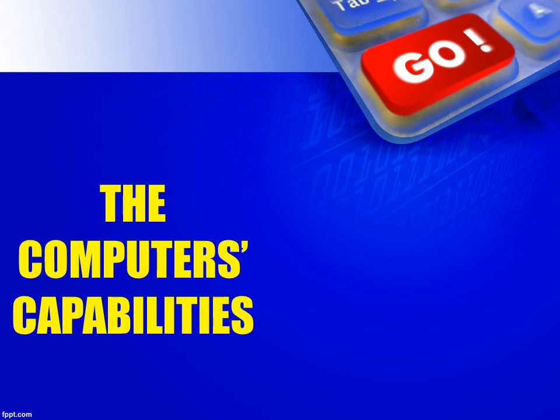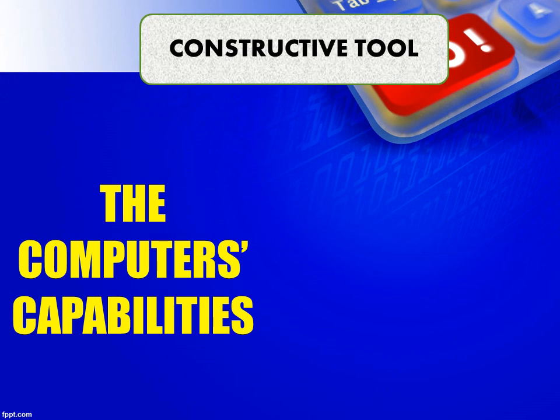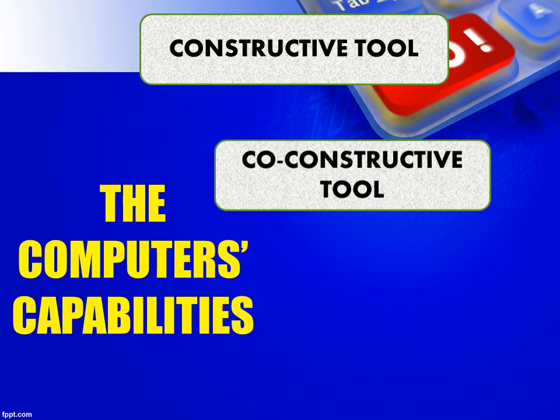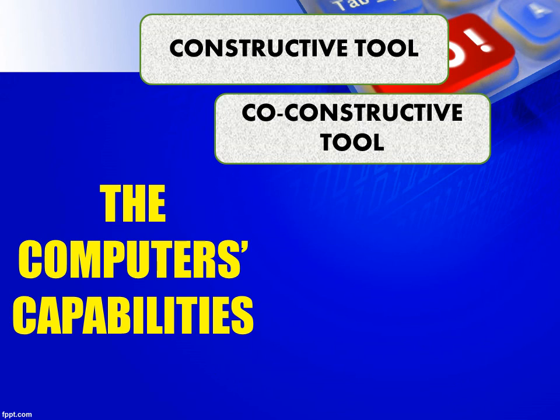We have heard the computer's capabilities. First is constructive tool. The computer itself can be used for manipulating information, visualizing one's understanding, and building new knowledge. Second, co-constructive tool. Students can use constructive tools to work cooperatively and construct a shared understanding of new knowledge.